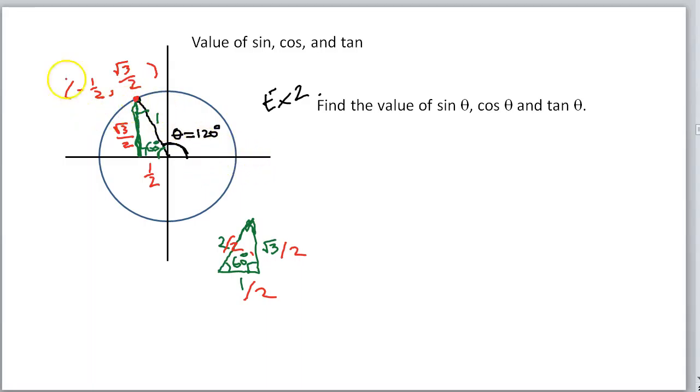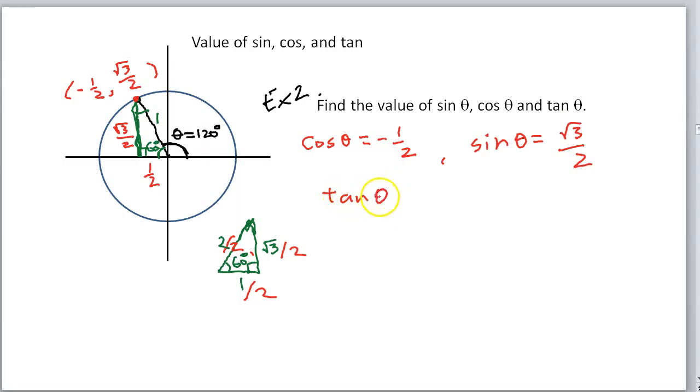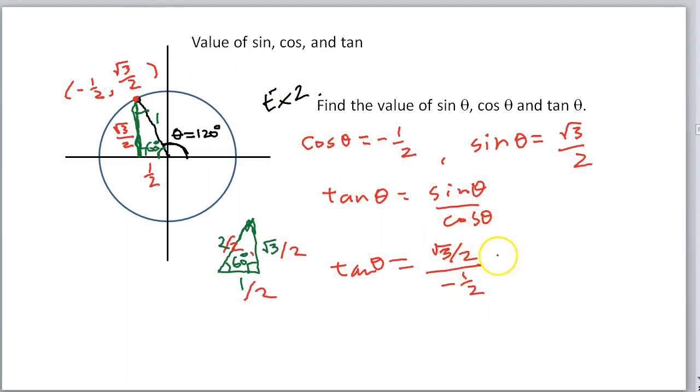Okay, that's it. So since we have the coordinates, now we can confidently write down that cosine of theta is negative 1/2. Sine of theta is square root of 3/2. And tangent of theta, as before, it's sine over cosine, so tangent theta is square root of 3/2 divided by negative 1/2, and I choose to multiply 2 to top and bottom so they cancel.